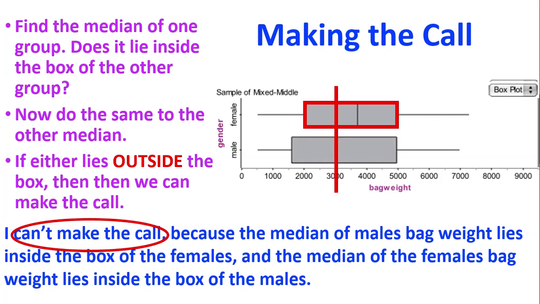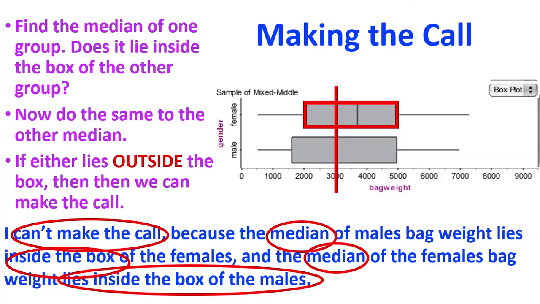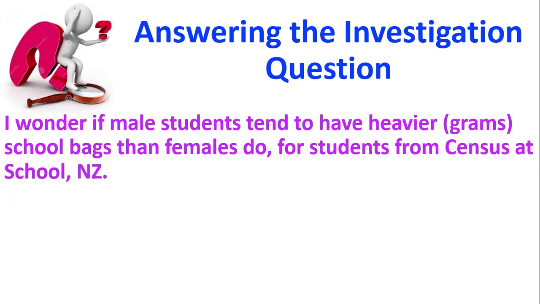So I'm going to say that. I'm going to say I cannot make the call because my median of the male bag weight lies inside the box of the female, and the median of the females lies inside the box of the males. So here I'm giving the justification, which is our merit. The because is our merit. So we cannot make the call for this.